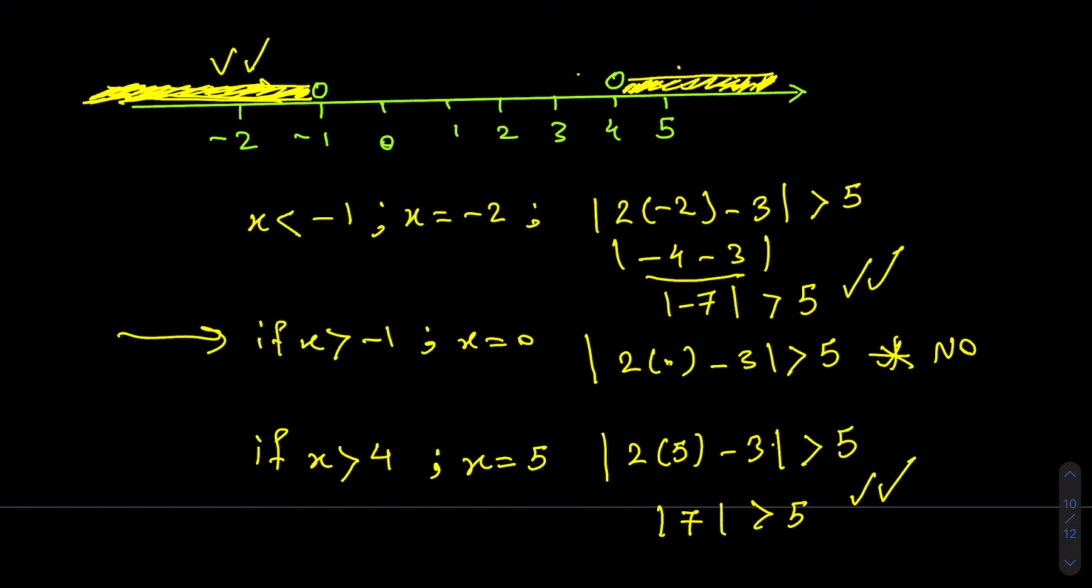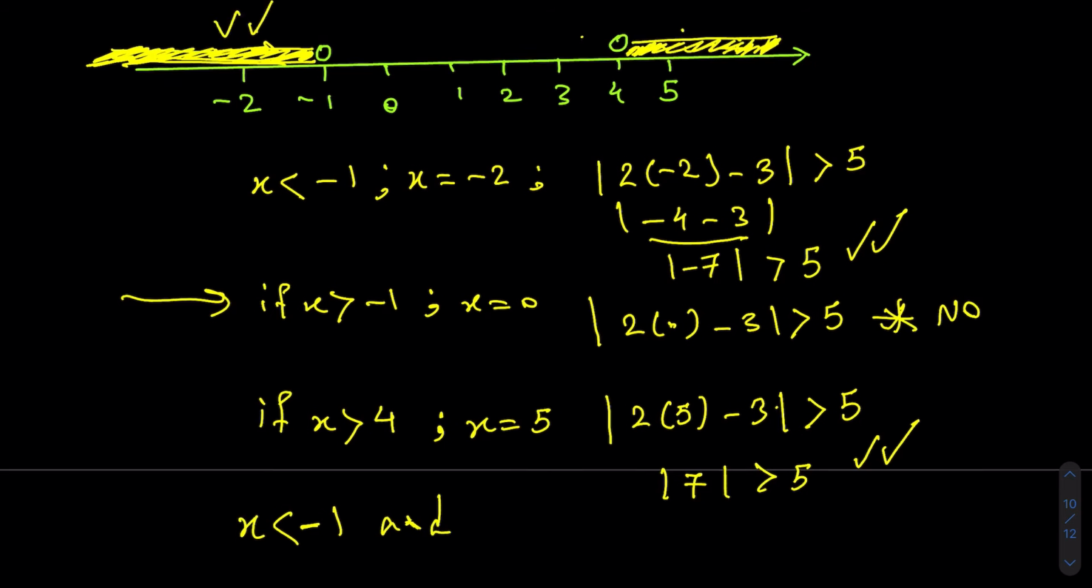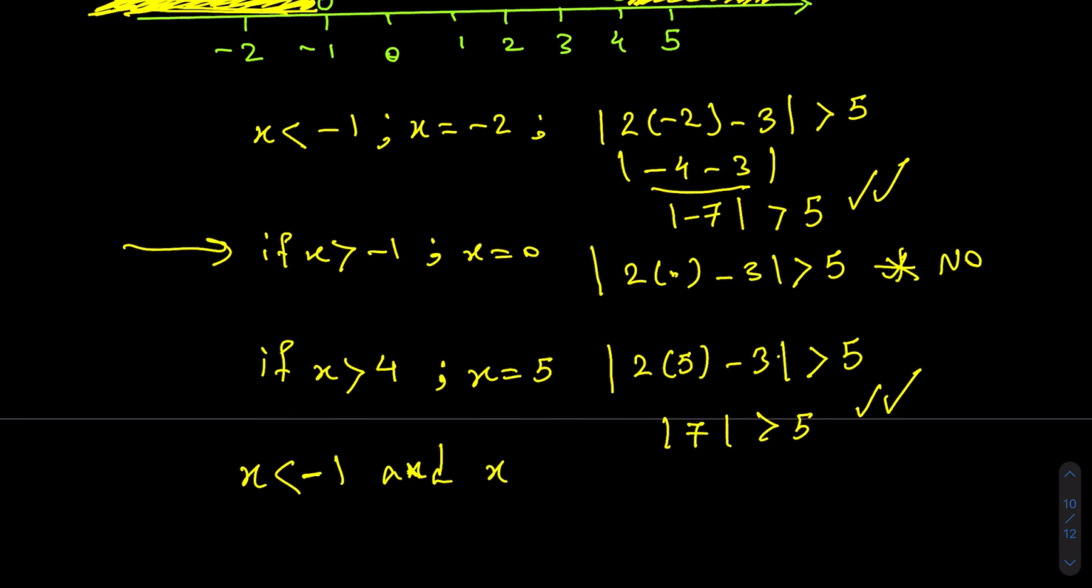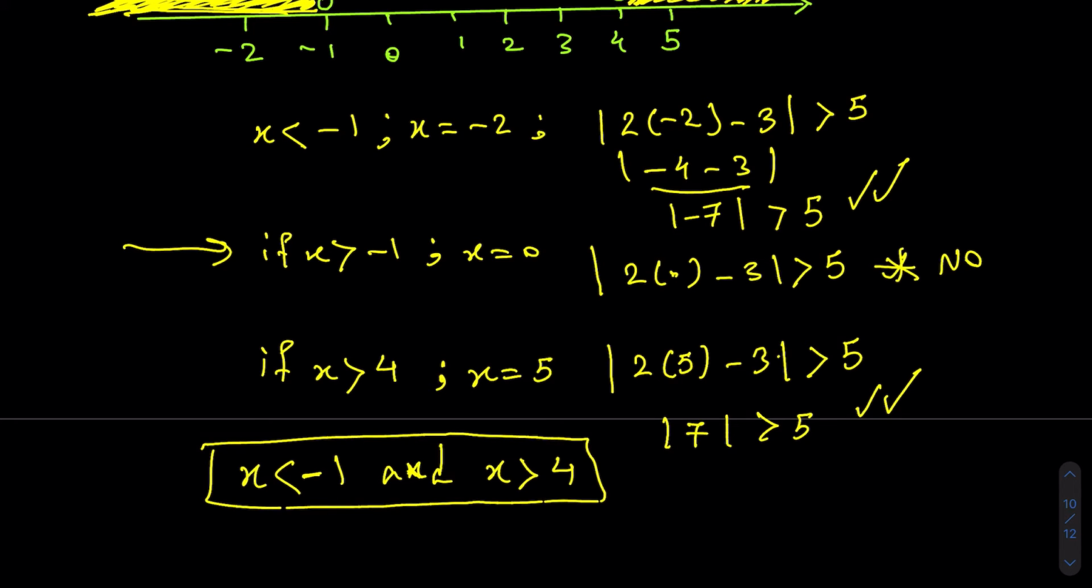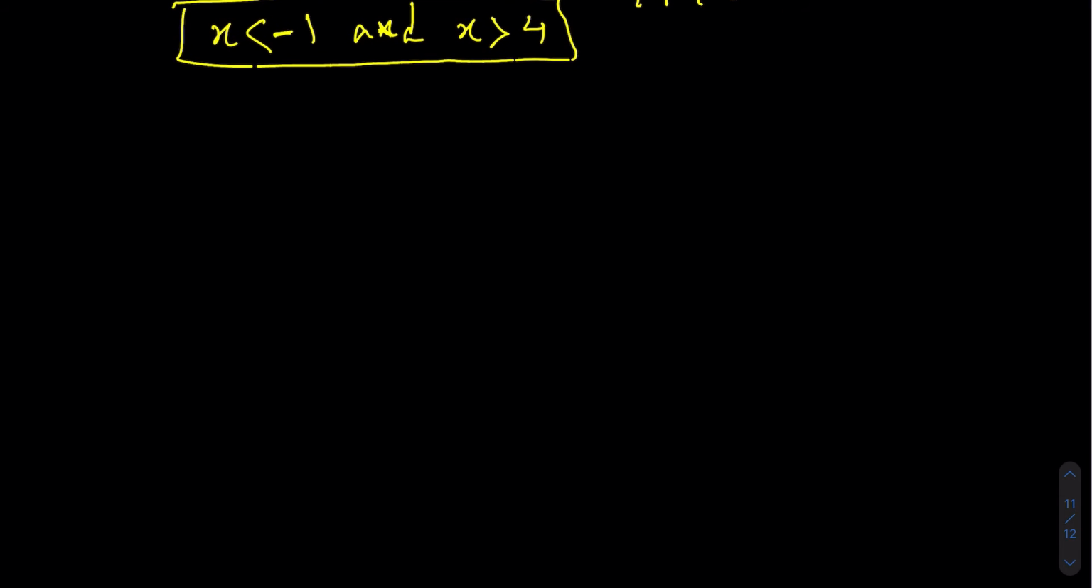Any number, okay? But how to write the answer? We just showed it on the axis. In order to write it, we say x should be either less than -1 or x larger than 4. So this is the answer. Let's consider another, more complicated example.